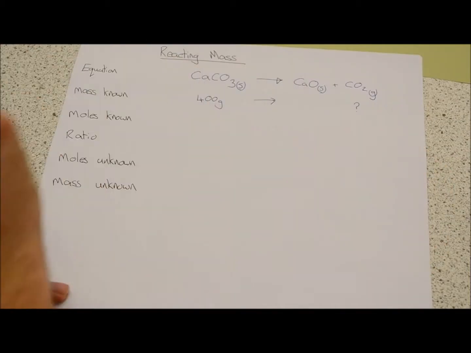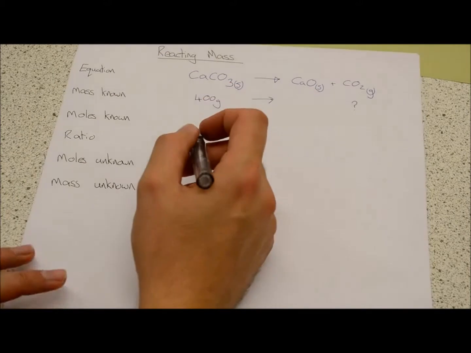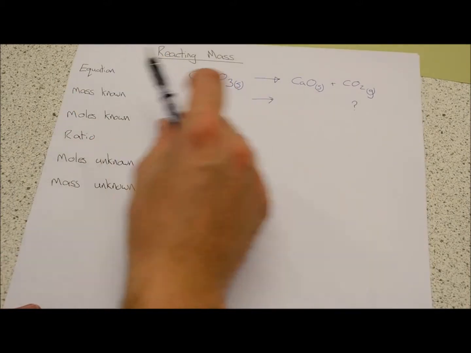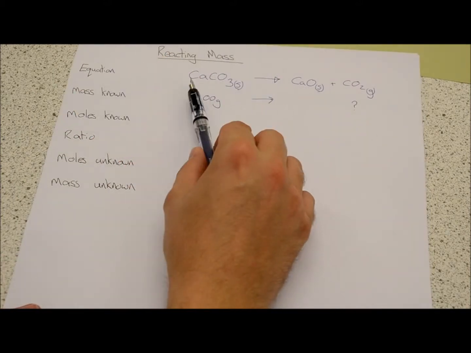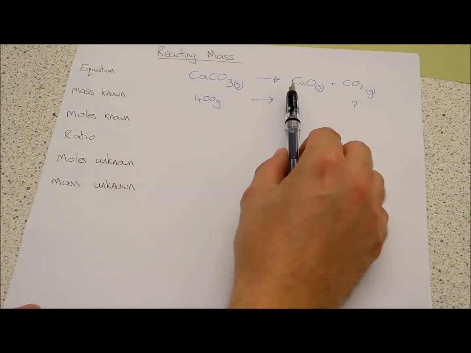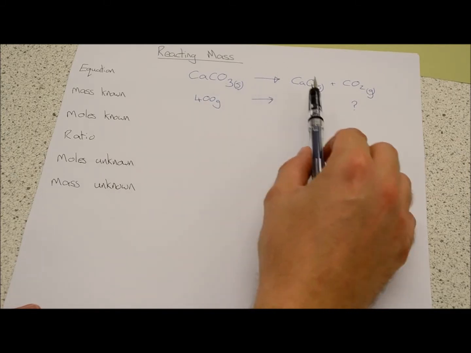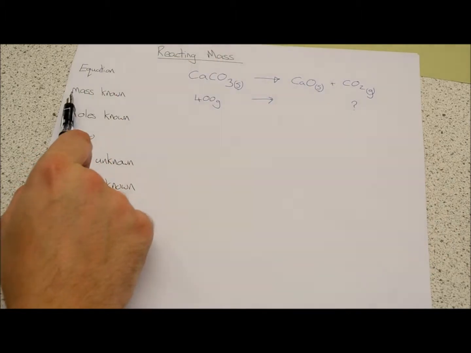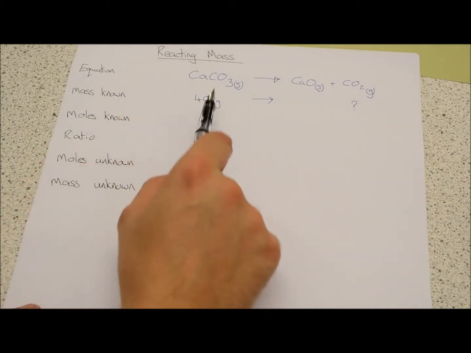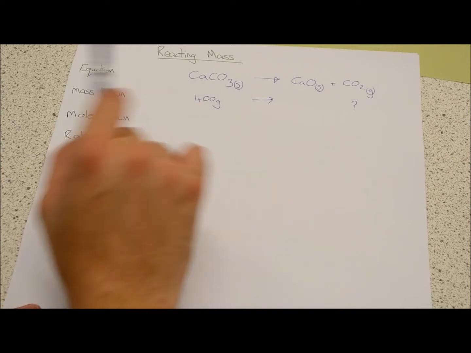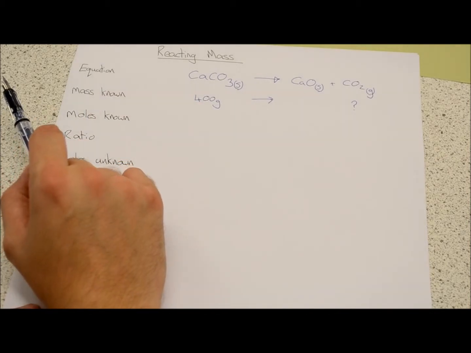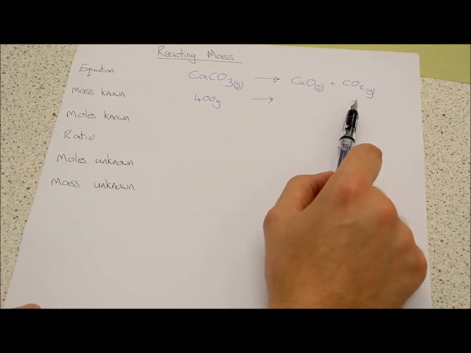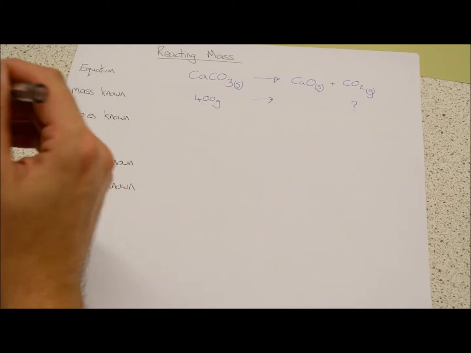Okay, a nice simple question about reacting masses. In an exam, we've been given an equation which is already balanced for us. Calcium carbonate is heated, it thermally decomposes to calcium oxide and carbon dioxide. We have a known mass, which is 400 grams of calcium carbonate, and the question is asking us to tell us what mass of carbon dioxide will be produced.